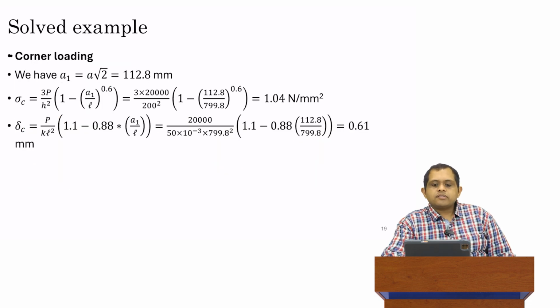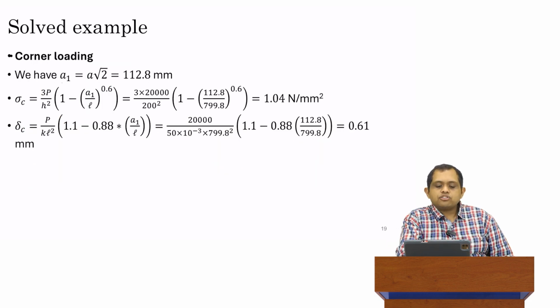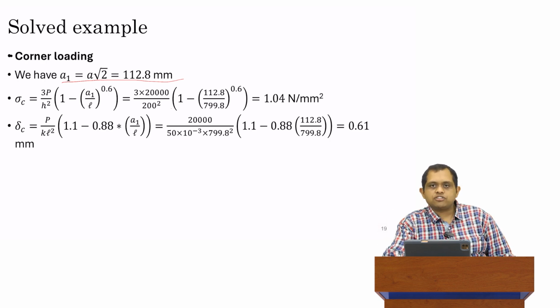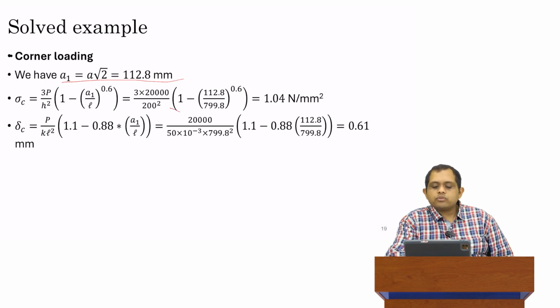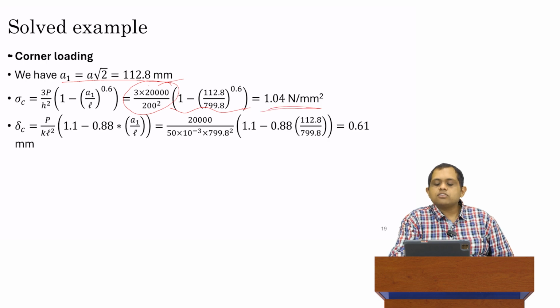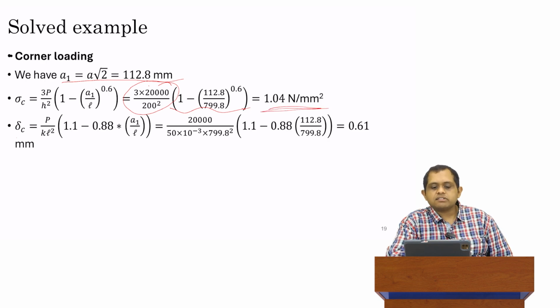I have done that substitution over here. So I did a quick calculation that A1 is equal to around 102.8. But again, in your calculator or in your spreadsheet, don't round this off. Let the calculations continue to a large number of significant digits. So I put those values over here. Here, as I mentioned last time, I have 3 into 20,000 divided by 200 square. I get the answer as 1.04 megapascals. So for corner loading, my stress works out to 1.04 megapascals.